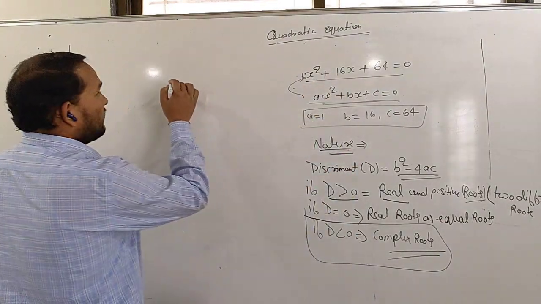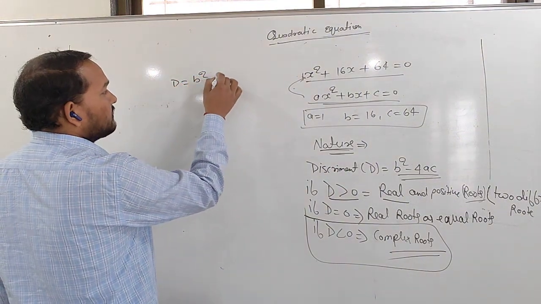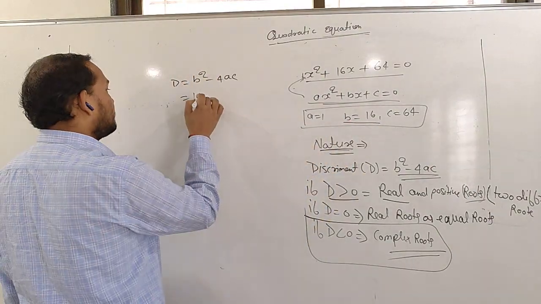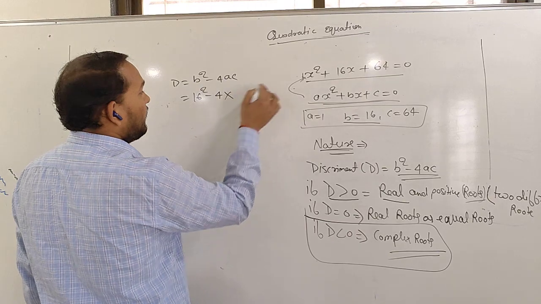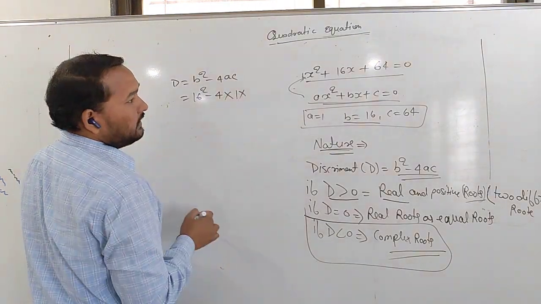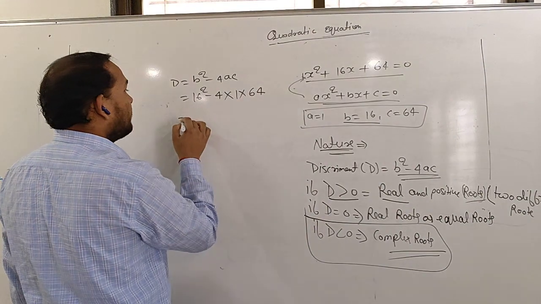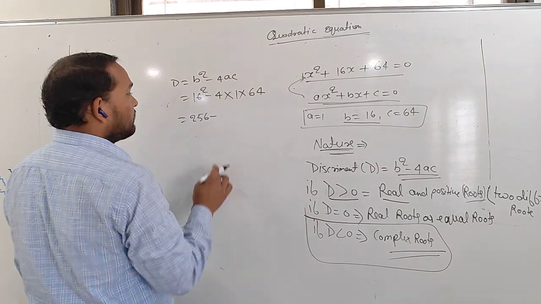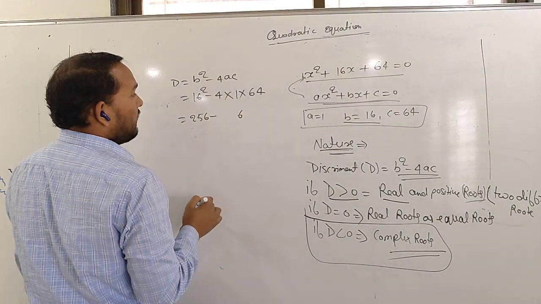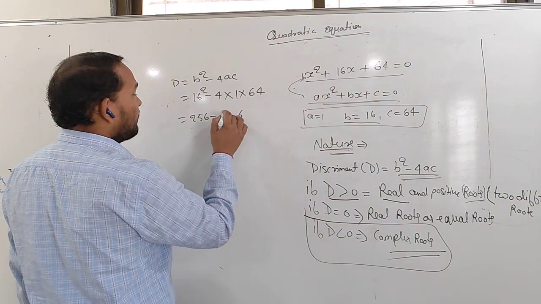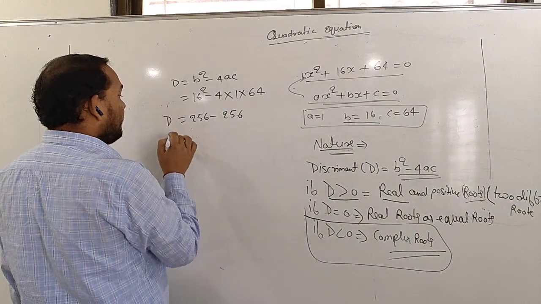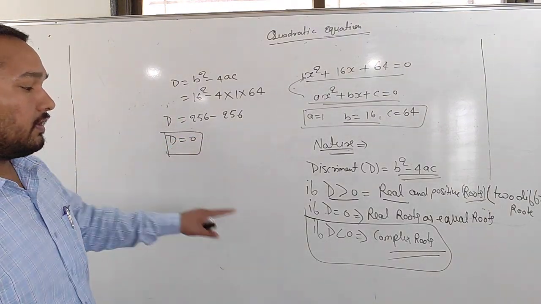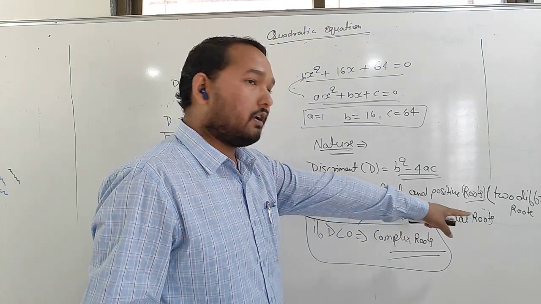So then we check the discriminant, D equal to b square minus 4ac. The value of b is 16, so 16 square minus 4 into a, where the value of a is 1, and c is 64. 16 square is 256, minus 4 into 64 which is 256. That means D is equal to 0. What is the nature of D equal to 0? D is real roots as well as equal roots.